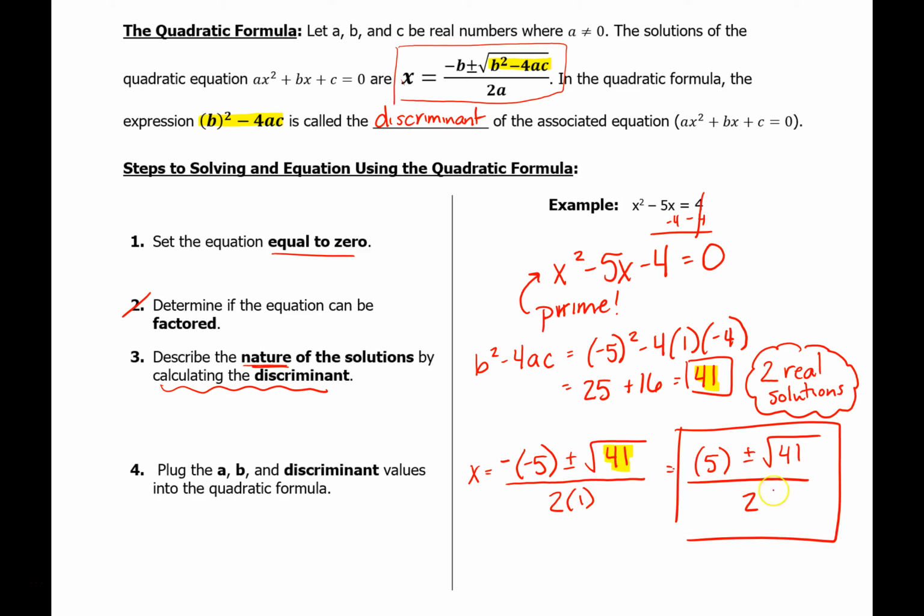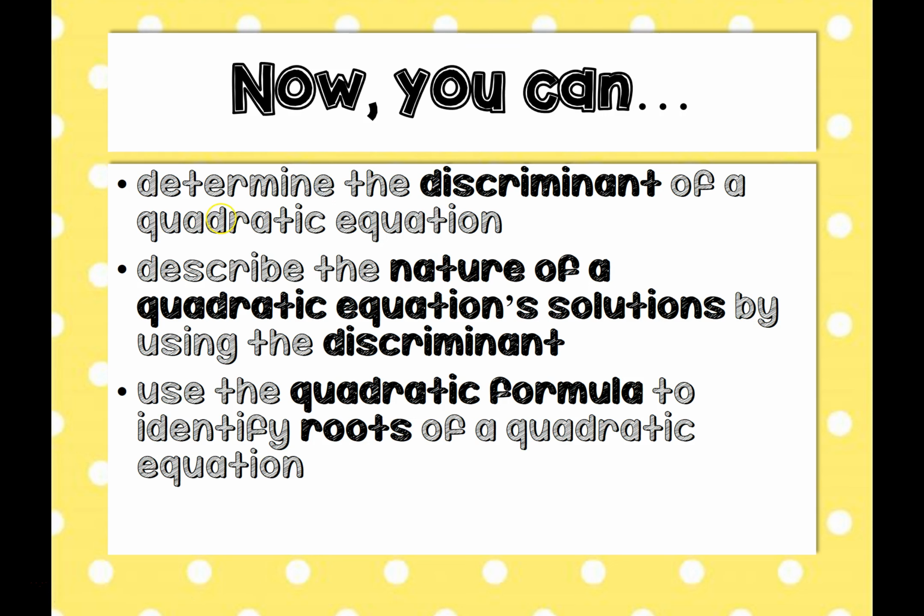If there was something that did need to be simplified in here, either the radical or a fraction outside, then you would need to continue working to simplify this answer. But as it is, we have 2 real solutions here. All right, I would like for you to try the Now You Try Now. You are going to be determining the discriminant. You should be able to describe the nature of the solutions for the quadratic equation using the discriminant, and you should be able to plug in values to the quadratic formula to find those roots or solutions.